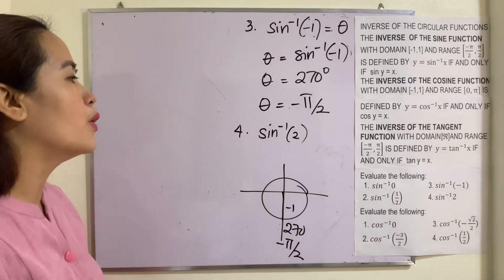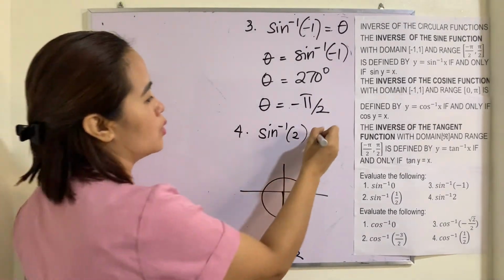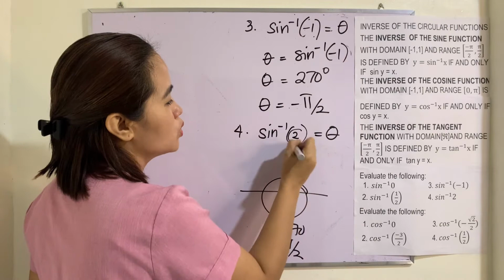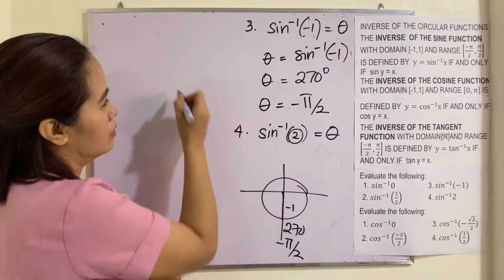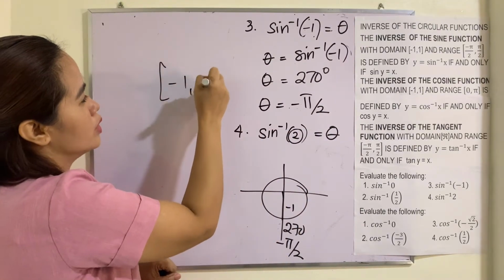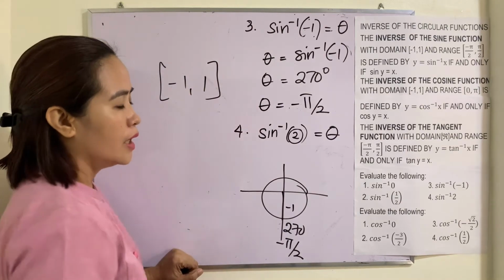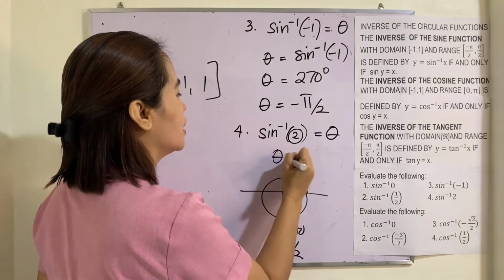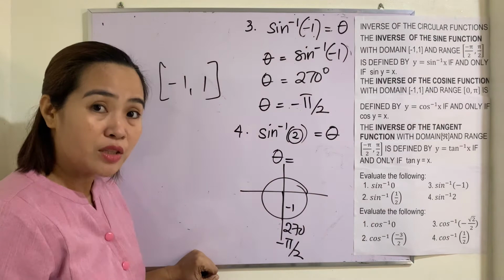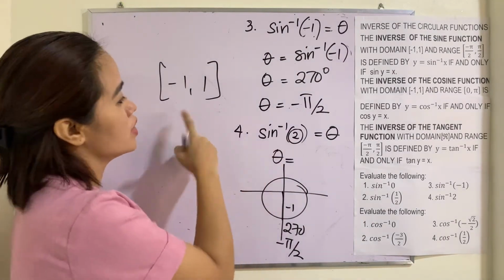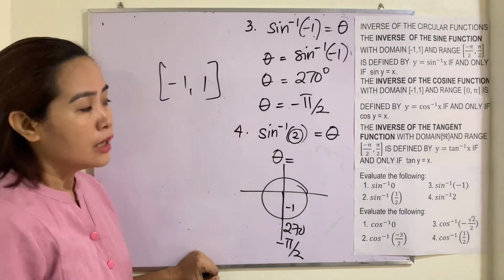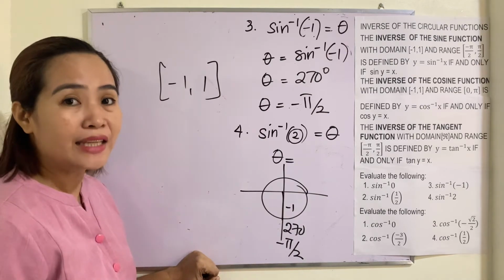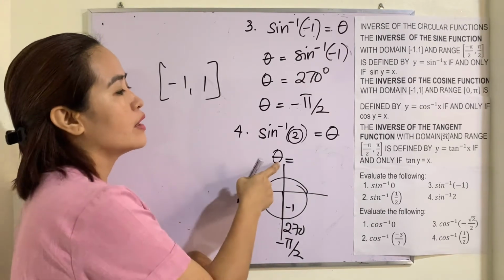Now, for number 4, we have arc sine of 2 is equal to theta. We know that 2 is not part of the domain because our domain is negative 1 to positive 1 only. Therefore, theta cannot be determined because arc sine of 2 is undefined.